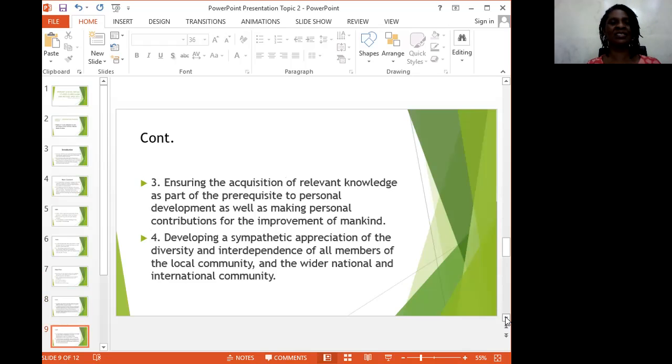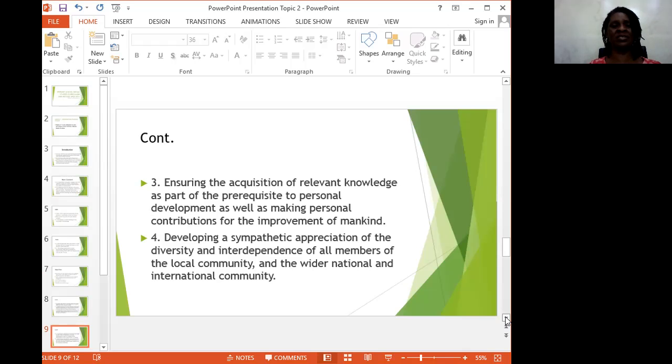The third, ensuring the acquisition of relevant knowledge as part of the prerequisites to personal development. Ensuring the acquisition of relevant what? Knowledge as what? Part of the prerequisite to personal development, as well as what? Making personal contributions to the development of mankind.